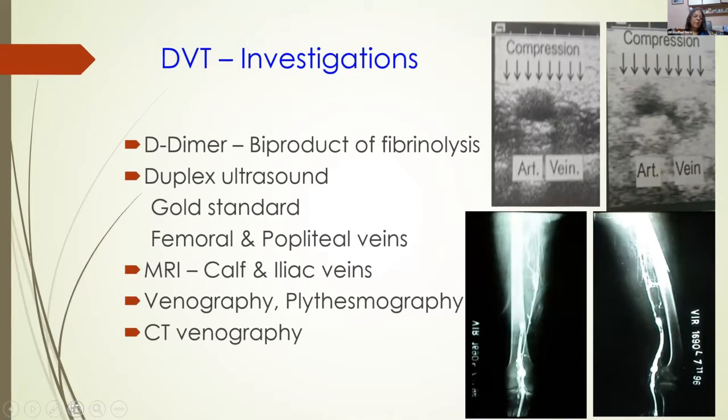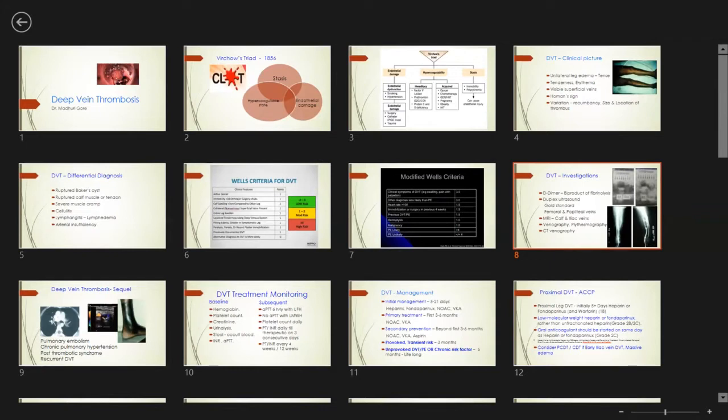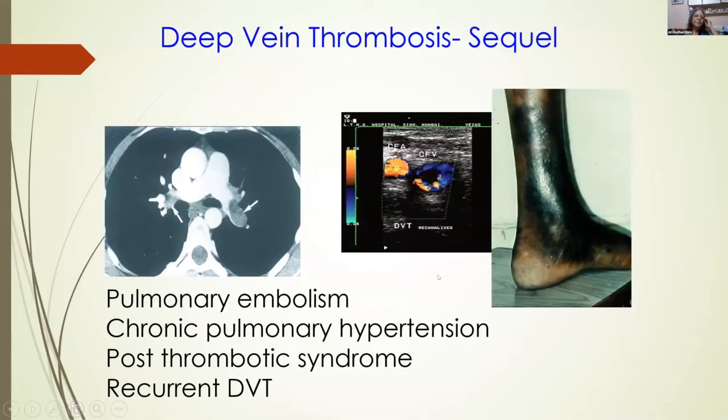Of course, today we probably will never be able to see this venogram. There are certain sequelae of deep vein thrombosis, maybe pulmonary embolism, as you can see in this CT plate, which can lead to death, but it can also lead to chronic pulmonary hypertension.